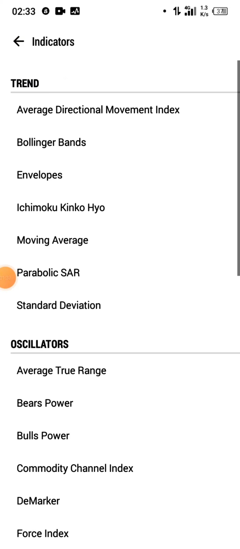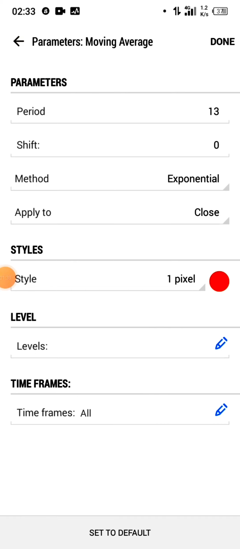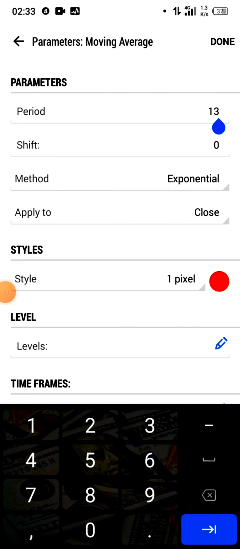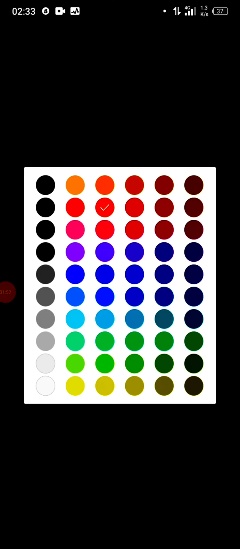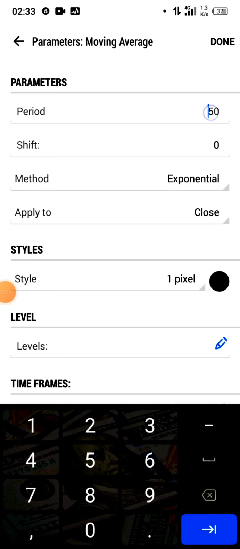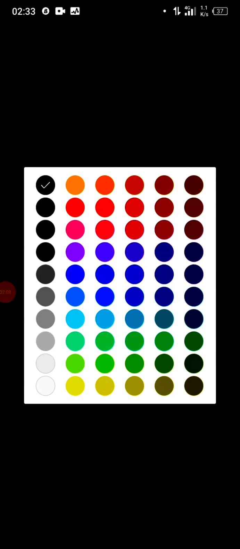So how do you set this up? Firstly, I'm going to set the moving average period of 13, exponential, applied to close. That's the red one on my chart. Then I'm going to click done. For the second moving average, I'm going to use period 50. I'm going to set it to black, 50, not 150. Then click done. For the third and final moving average that I'm going to be using today, I'm going to be using the 200 moving average, and I usually like to set it to purple.